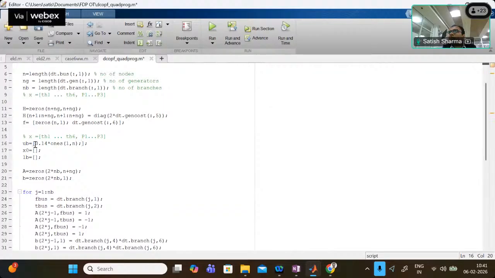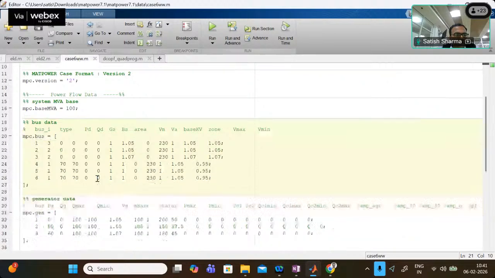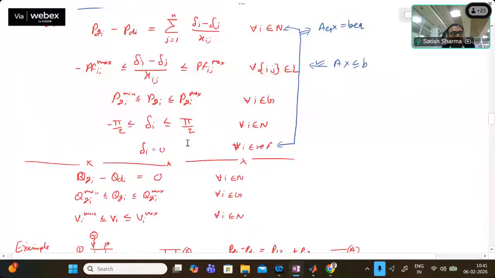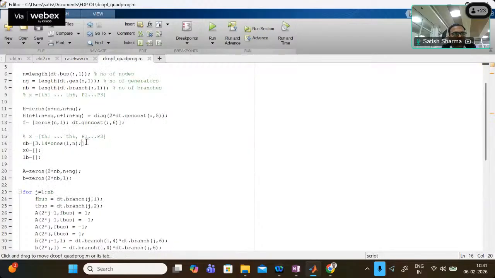Then power generation. So the maximum is available in this gen data, and 1 2 3 4 5 6 7 8, ninth position is p max. So I can place dt dot gen, and then all rows comma ninth position will be this information. The same I can use, control c here, and instead of pi, the lower bound will be for angle minus pi, and then the minimum is available at 10th position, so I will place it 10.